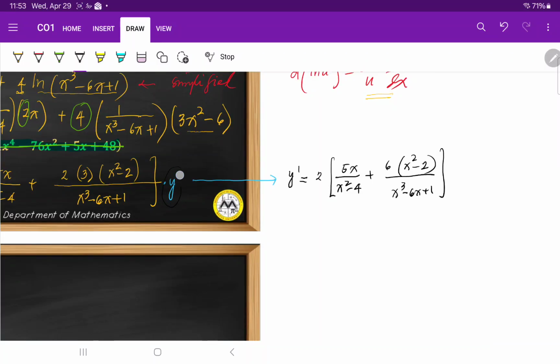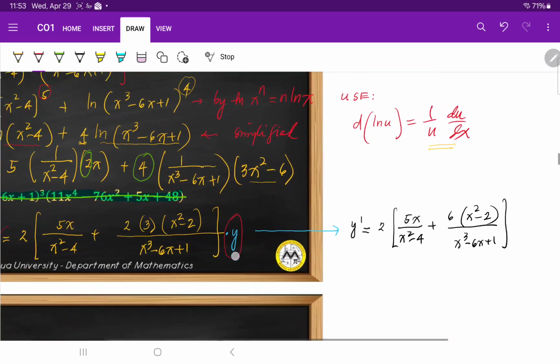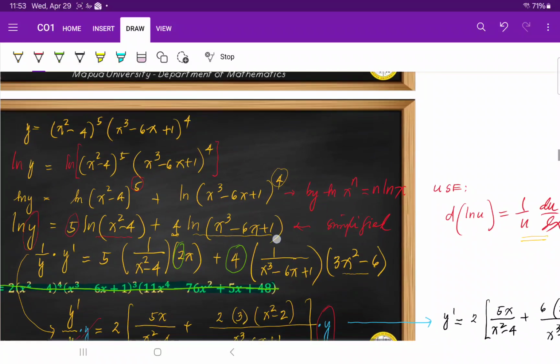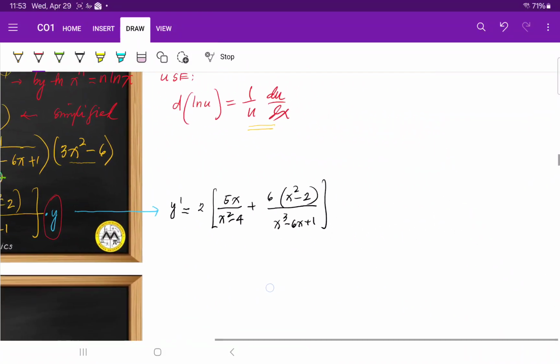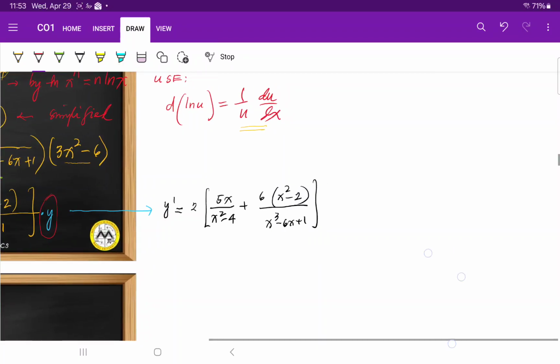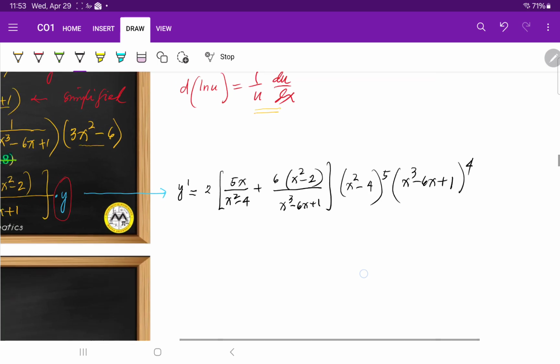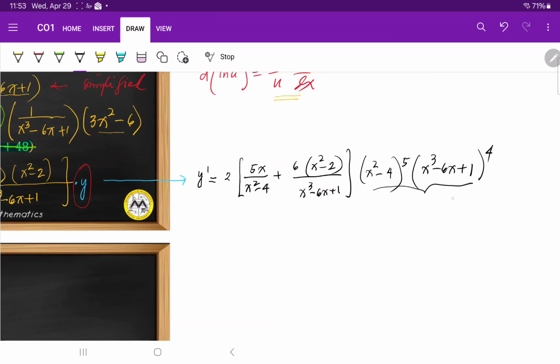But what is this y equal to? Hold on. What is this y equal to? It's equal to x squared minus 4 raised to the 5th times x cubed minus 6x plus 1 raised to the 4th. So we put here x squared minus 4 raised to the 5th times x cubed minus 6x plus 1 raised to the 4th. Okay, this is your y.